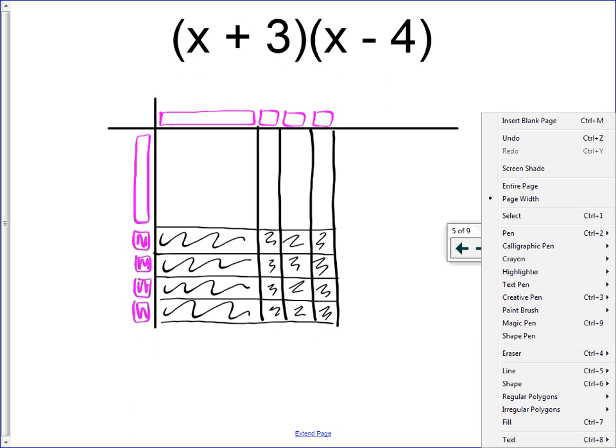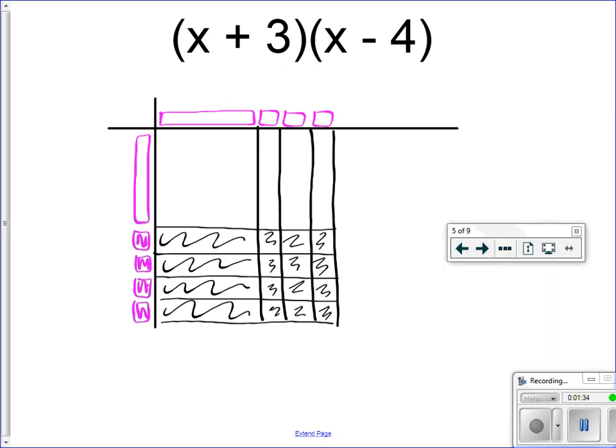Okay, so 1's would always be in the bottom right. Where would the x squareds always be? Top left. And then what about the top right and bottom left? They were always our x's. So we kind of have this split.